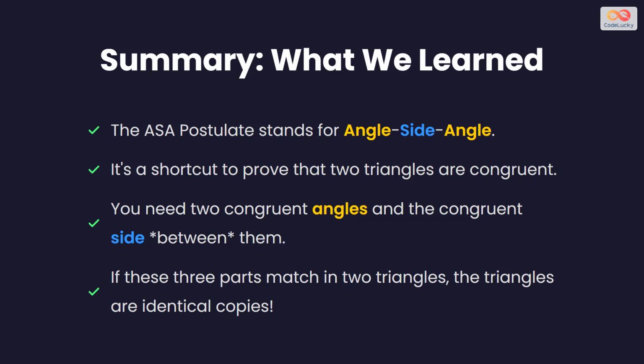To recap, the Angle-Side-Angle Postulate is a shortcut to prove two triangles are congruent. If you can show that two angles and the side included between them are congruent to the corresponding parts of another triangle, you have proven that the triangles are identical.